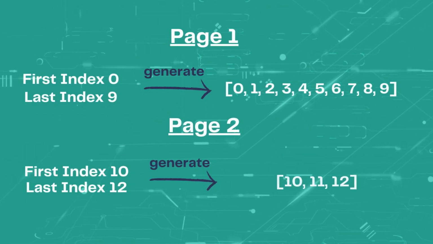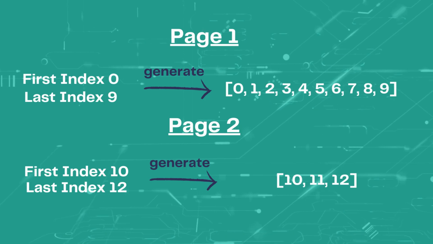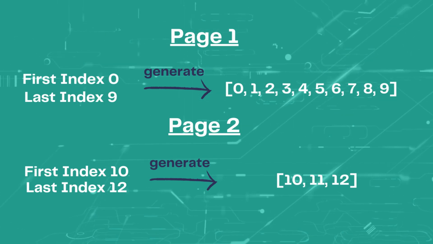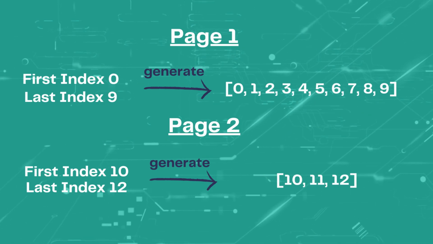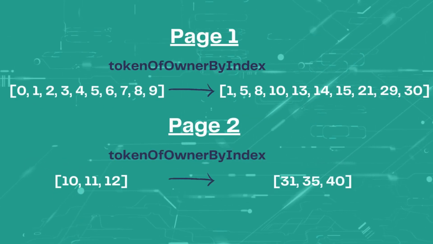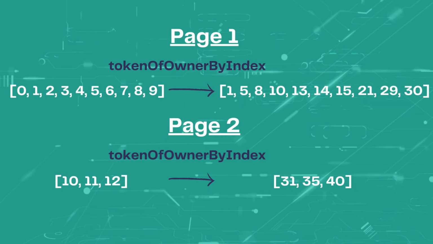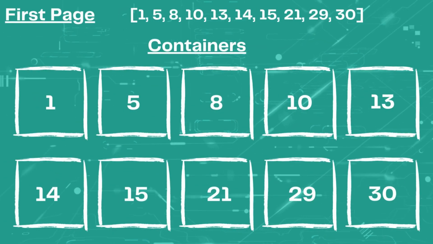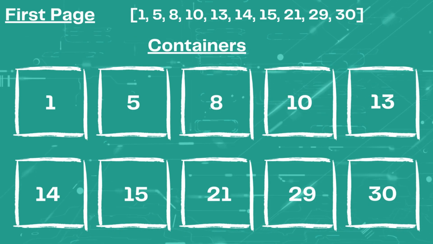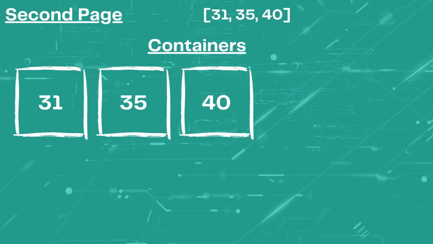Then, since we have the first and last index numbers, we can generate a list of numbers between the first and last index of each page like this. This will provide us the list of index positions of the NFTs that we want for each page. Once we have a list of the NFT indexes, we can then call the token of owner by index function for each of the indexes. This will output the NFT token ID, which is what we want. This will be the output of what we have done earlier. Each NFT token ID will be represented by one container, where the NFT image linked to the NFT ID will be shown. Now let's get started on coding this up.